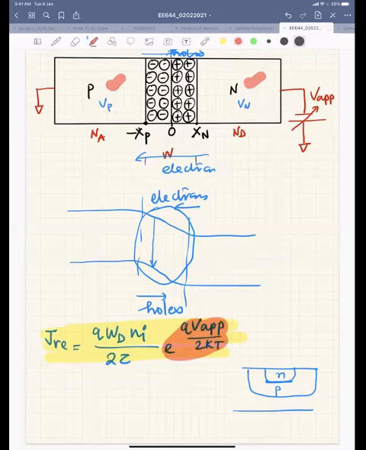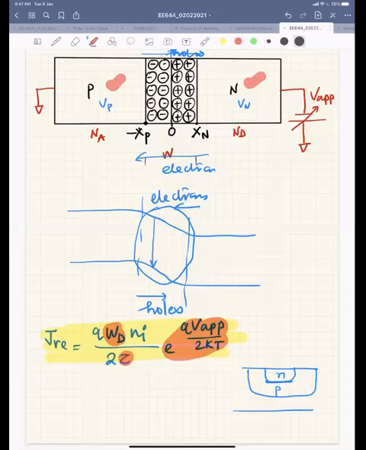This is nothing but how many electrons and holes are traveling across the junction. Definitely, if more electrons are traveling from N to P or more holes are traveling from P to N, then your recombination will be higher. Also, it depends on the width of the depletion region. If the width of the depletion region is high, your recombination will be high, because they are spending more time in the depletion region.